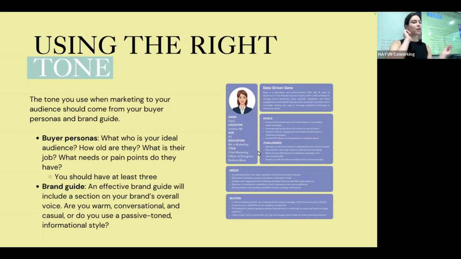In terms of the brand guide section, generally effective brand guides are going to include a section on writing tone and the brand's voice. And that's going to vary based on who you're marketing to, who your audience is, as well as what you are selling. So if you are a CPA or an investment firm or something, you're probably going to use more of a passive toned informational style. If I'm selling hair clips on TikTok, I'm probably going to have a warmer, more conversational, casual voice. So all of that will inform your tone.